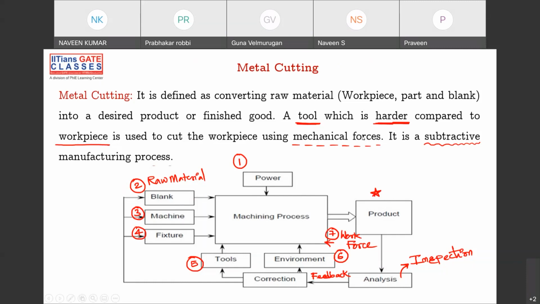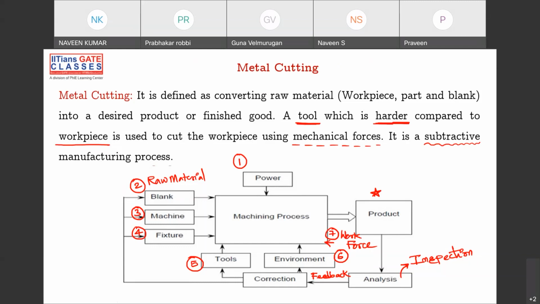Like this, in terms of metal cutting, a tool which is harder compared to the workpiece is used to cut the workpiece using mechanical forces. And it is a subtractive manufacturing process. You're removing the material to form the shape, and also reducing the size of the workpiece by using this tool, which is obviously harder than the workpiece. This is conventional metal cutting. In non-conventional, we won't be using mechanical forces, and the tool need not be harder than the workpiece. There are so many other things we'll be discussing in the non-conventional machining process.